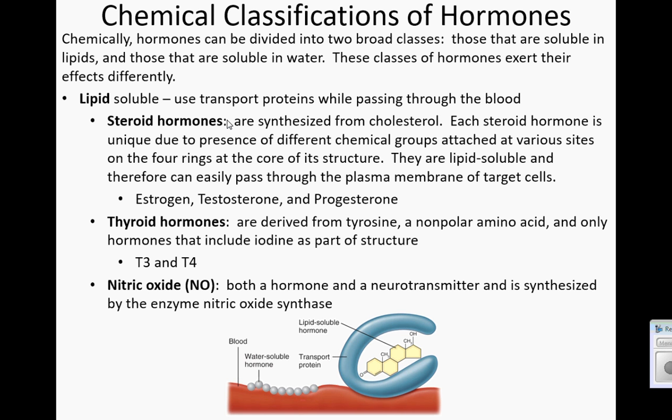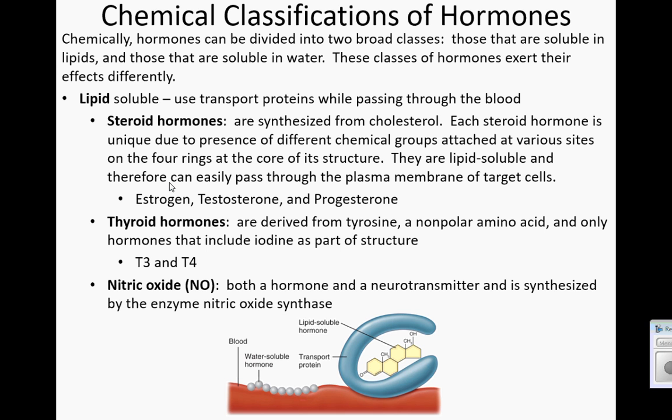Okay. The three types of lipid-soluble hormones include steroids, which we learned previously are a form of fats. Primary type of steroid is cholesterol, and that is used to make these various hormones, each of which is unique due to the presence of different chemical groups attached at various sites on the four rings at the core of its structure. Okay. And we'll talk about how these can travel really directly through the plasma membrane of the target cells. Examples are the various sex hormones, testosterone in men, estrogen and progesterone in women.